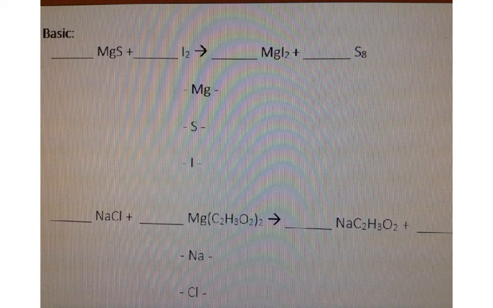The first thing that I like to do is write down all of the elements that I've got underneath this arrow. Then I start doing my counts. So counting, you have to count however many you have. On the left side, I have 1 magnesium starting, and I have 1 magnesium on the right of my arrow. So we've got our products, and we've got our reactants, and we're going to do our counts. Sulfur, I have 1 on the left, and I have 8 on the right. As far as iodine goes, I have 2 on the left and I have 2 on the right.